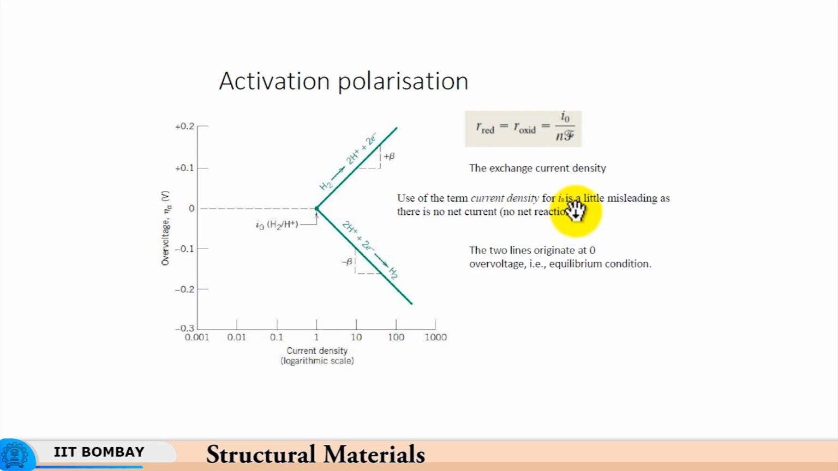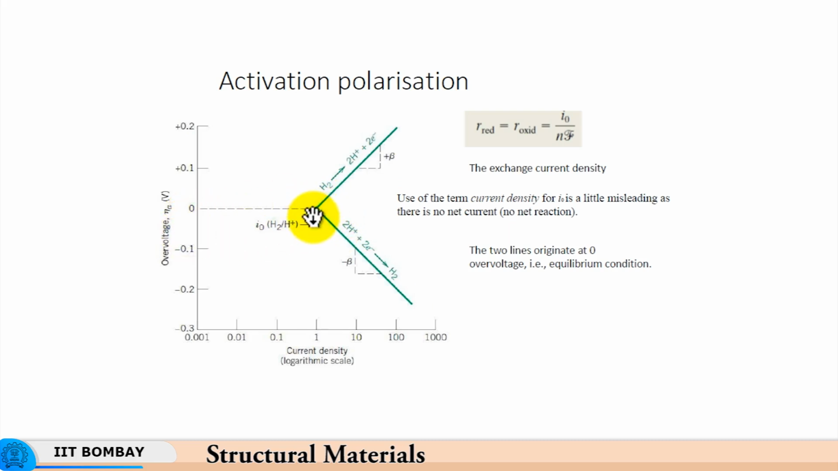And then we plot current density versus overvoltage. Here this line indicates the relationship during reduction of hydrogen. So, this is the cathodic region, and this is the anodic region where the hydrogen is getting oxidized, and the two lines meet where the two are equal. So, here we see that the reduction reaction is more, here the oxidation reaction is more, and they get balanced exactly at 0 overvoltage.